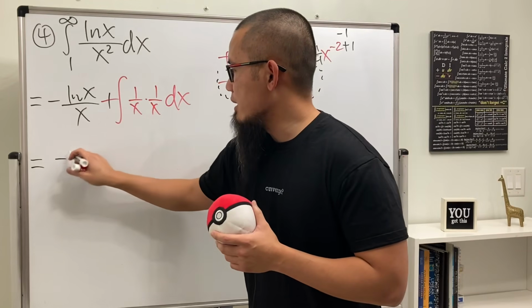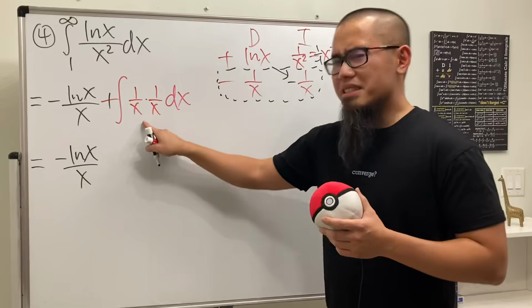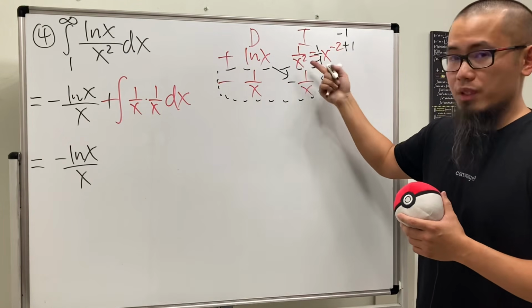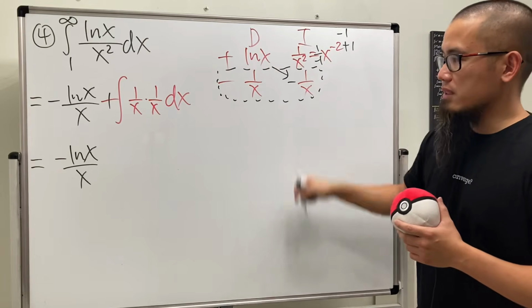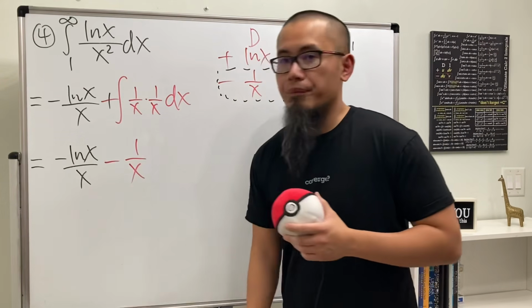But anyway, that, and then don't forget we still have to put down an integral, and then 1 over x times 1 over x, which is, let me just write it down for you guys to show work nicely. Let me just finish this real quick. This is still negative ln x over x, and then this is the same as 1 over x squared, we have to integrate that. We get negative 1 over x.